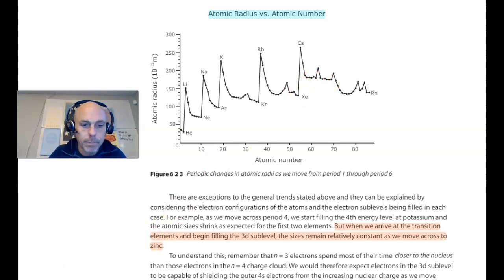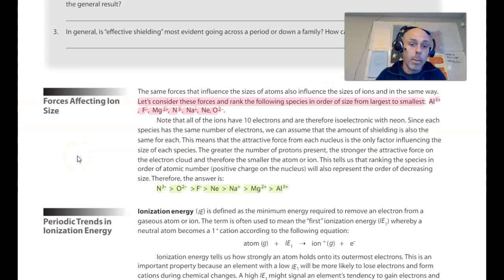You're, again, meant to be able to explain this or justify these trends based on what you just learned. You're also meant to be able to compare the sizes of ions, usually isoelectronic ions. Ions that have a different number of protons but the same number of electrons. Ions that all have the same noble gas configuration. So we're looking at aluminum, fluoride, magnesium, nitride, sodium, neon, and oxide, these ions, and what their relative size would be based on what we just learned.